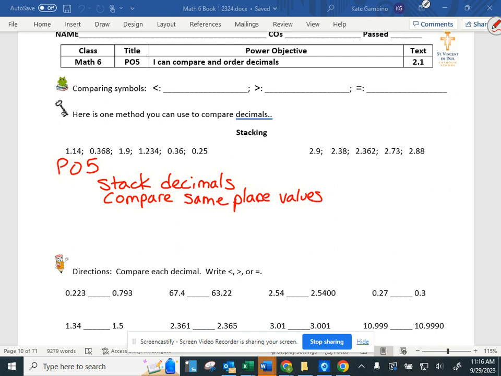So if our ones place are all 2s, then we're comparing the tenths place. If we've got tenths place, okay.